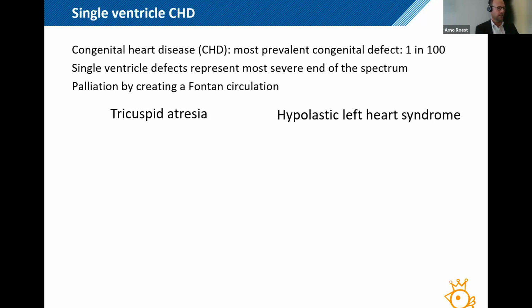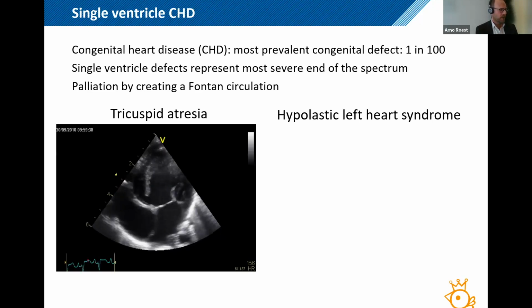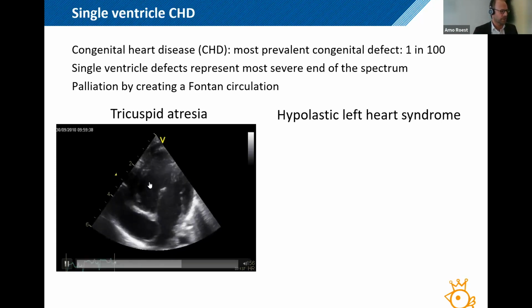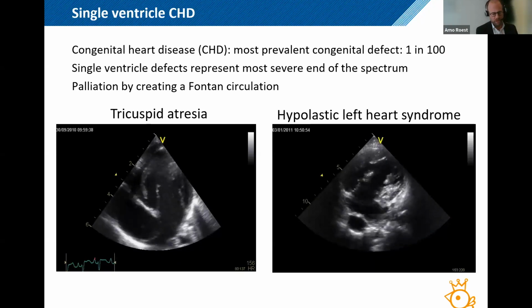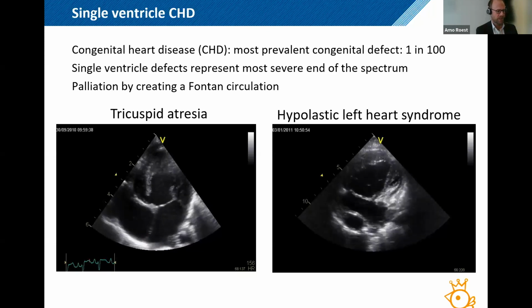And in the 1970s, Professor Fontan launched an idea in the creation of the Fontan circulation that can really help these patients grow into adults, but at the expense of some complications. I've put two echo images in my presentation. That will be the only echo images I will show you. This is a patient with a tricuspid atresia, where you can see the left ventricle functioning quite well, and this is a case of a well-functioning right ventricle in a patient with hypoplastic left heart syndrome.